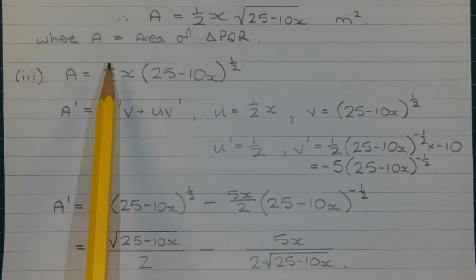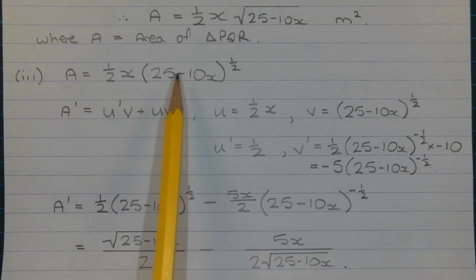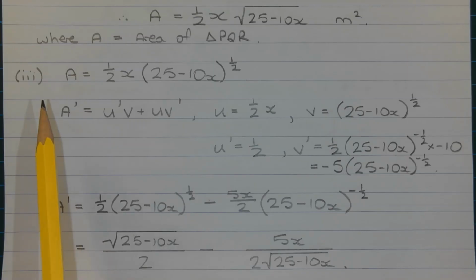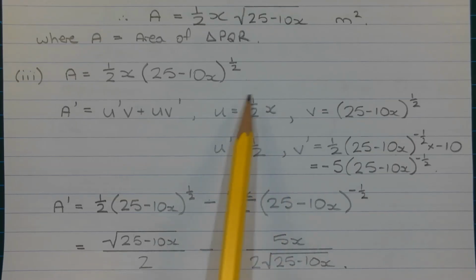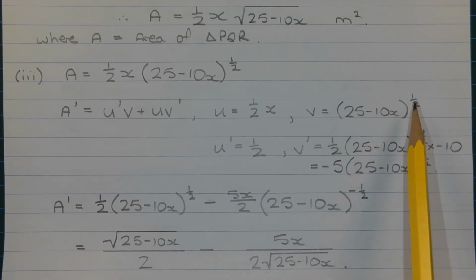So A is equal to half x times (25 minus 10x) to the power of 1 over 2. Now we have a product of two functions of x, so to differentiate A with respect to x, we can use the product rule. So the first derivative A dash is equal to u dash v plus uv dash, where u is equal to half x, v is equal to (25 minus 10x) to the power of 1 over 2.